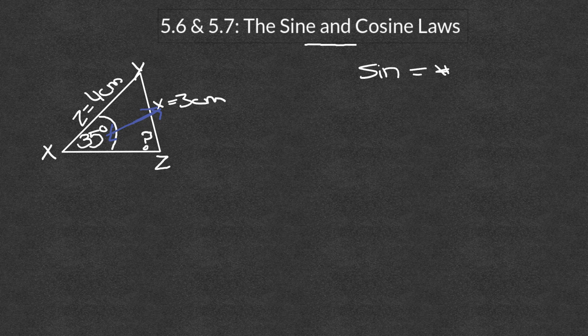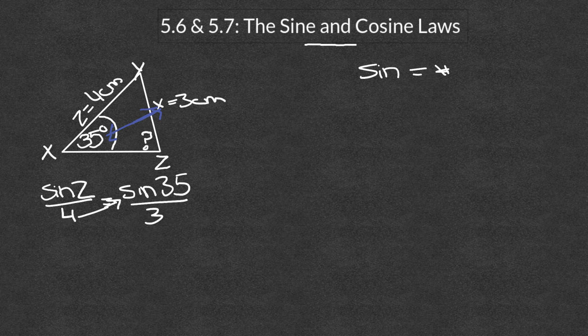So I'm going to start off first with sine of angle Z over side Z, which is 4. And that's going to equal sine of the one that I do know, which is X, 35, over side X, which is 3. You can pause the video here if you want, but you do all your math, multiply this 4 up with sine 35, divide by 3. Then you'll have to do inverse sine. Once you're done all that, you should get angle Z equals 50 degrees.